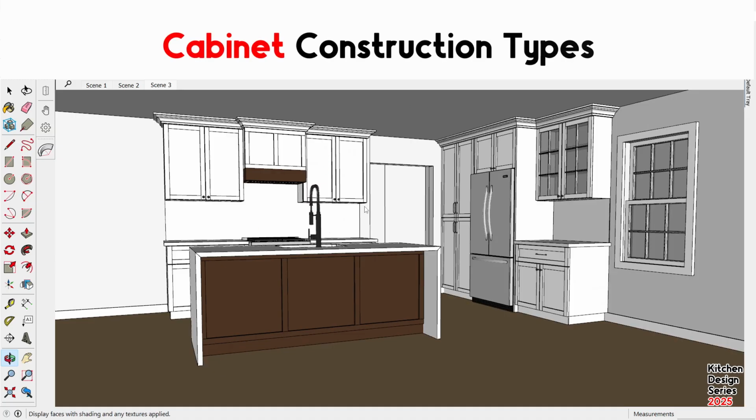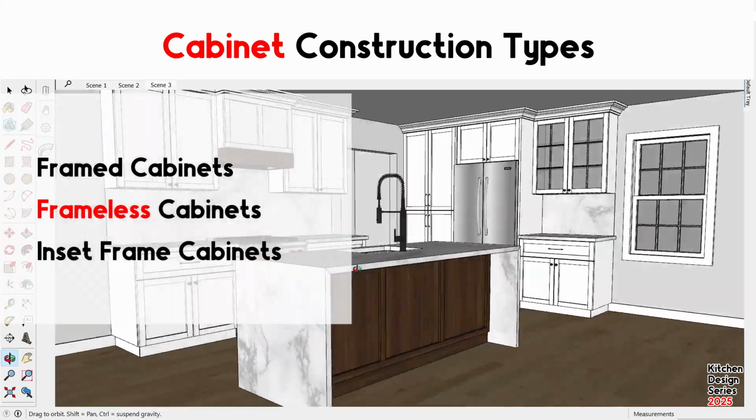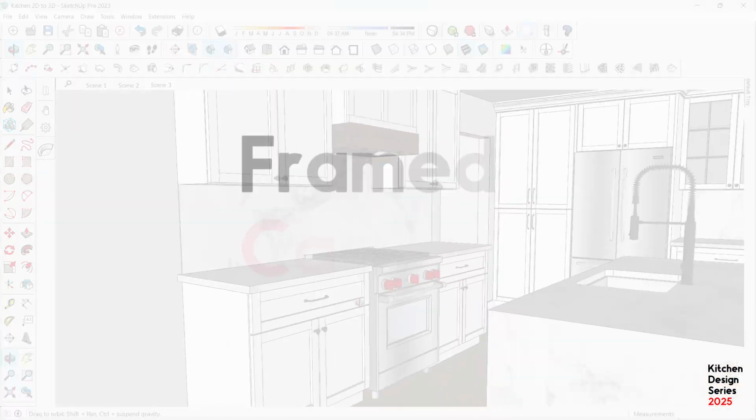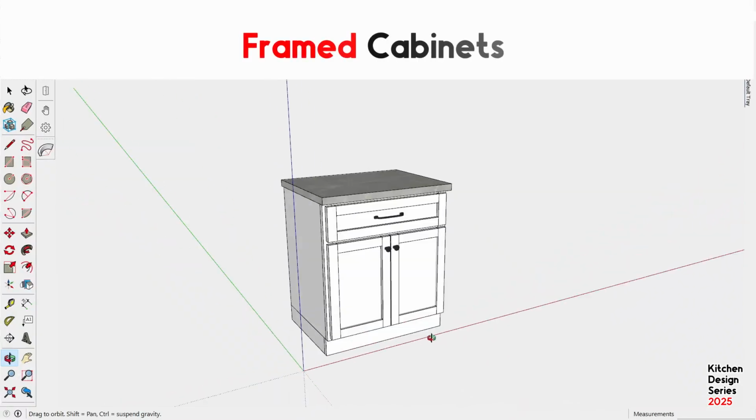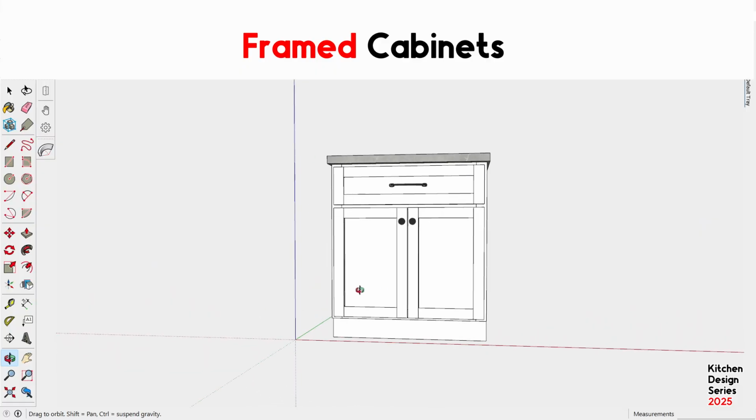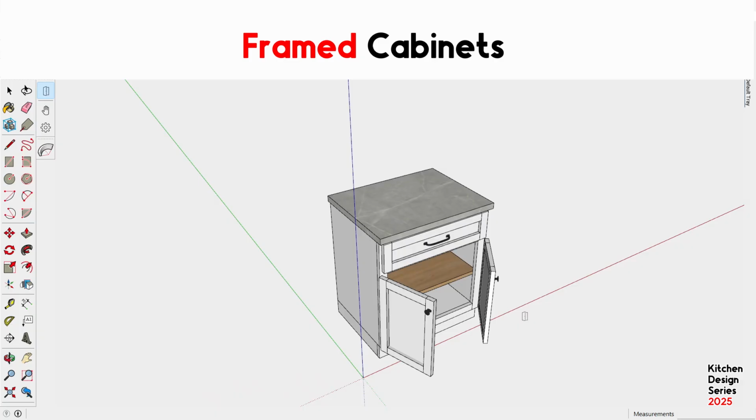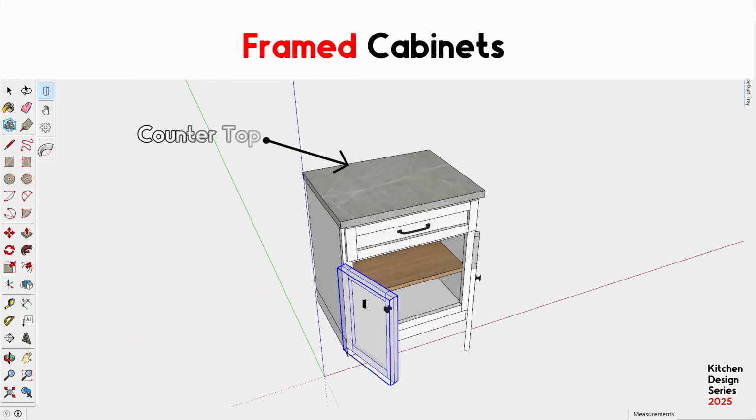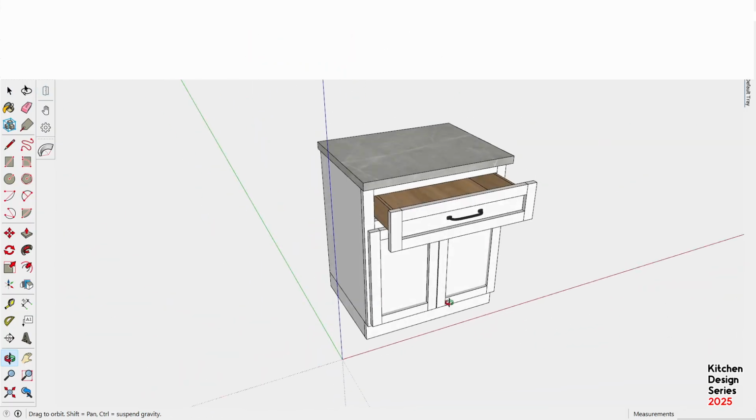For our kitchen cabinet design, we have three major construction approaches. We have the frame cabinets, the frameless cabinets, and the inset frame cabinets. The frame cabinet is common in traditional kitchens, and it's a cabinet where a face frame is reinforcing the cabinet box. It's usually strong and stable, but slightly reduces access to the interior space. From our drawing here of a frame cabinet, we can see how it is constructed. We have restrictions accessing the interior space.